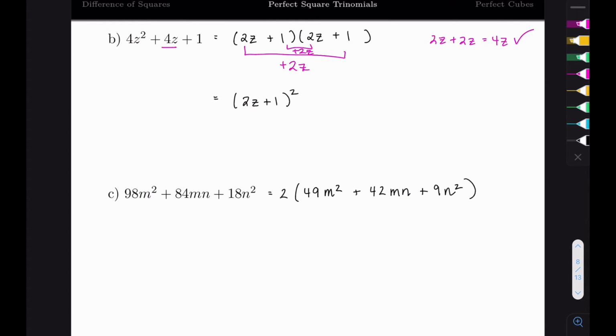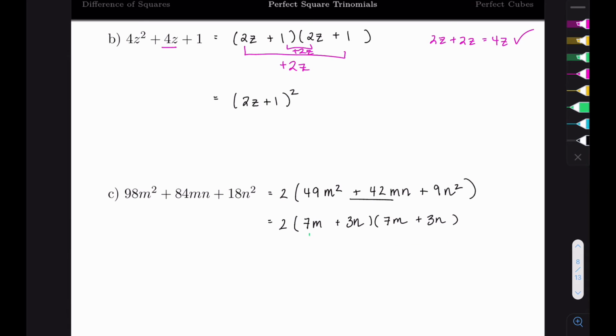So in taking out that single number, these first and last numbers are perfect squares, which is great. So I'm going to use that to my advantage, and I'm going to make my first guess those perfect squares. So to get 49m squared, we can do 7m and 7m. To get 9n squared, we can do 3n and 3n. And I'm going to make it positive because the middle term is positive. Okay. So this is my good guess.